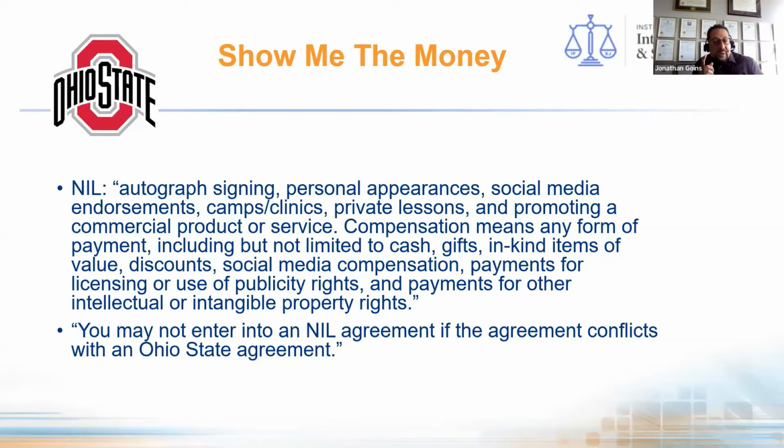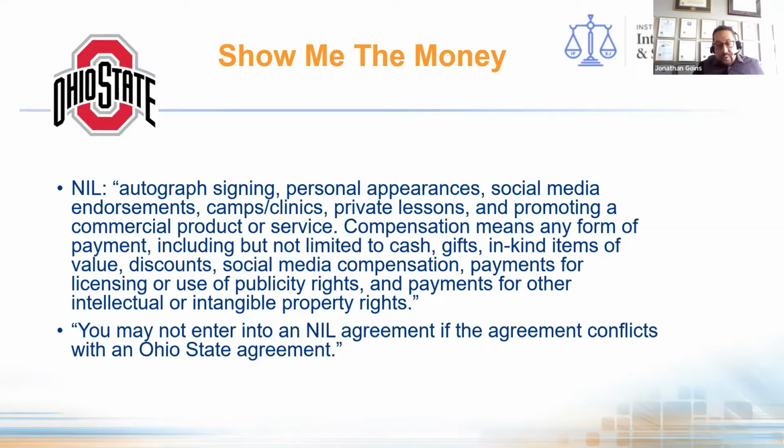This is true not just for Ohio State. There are other colleges and universities that are doing the same thing. You can have whatever deal you want, but it cannot conflict with an Ohio State agreement. It cannot be in conflict with a contract that is already in existence with the school. So Ohio State, it's a Nike school. So you, as a student athlete, are not allowed to negotiate and obtain an endorsement for any product that competes with Nike.